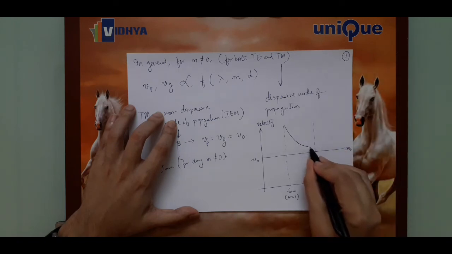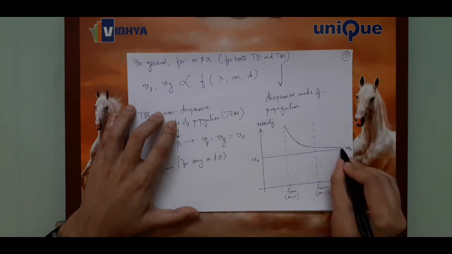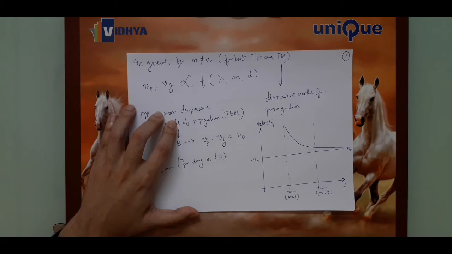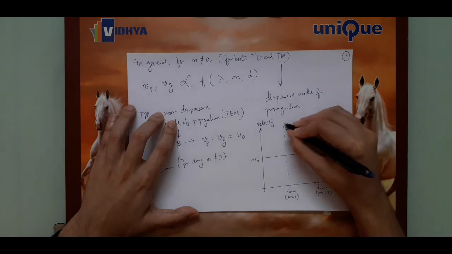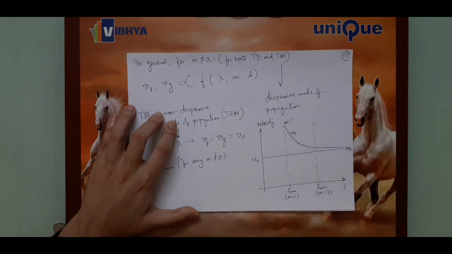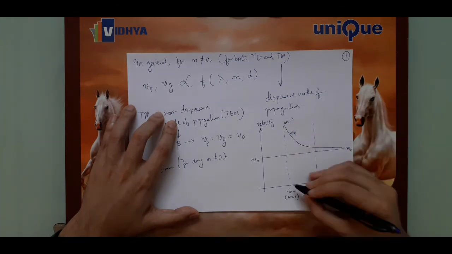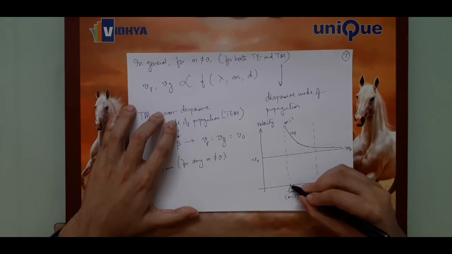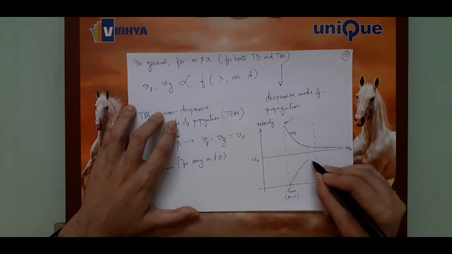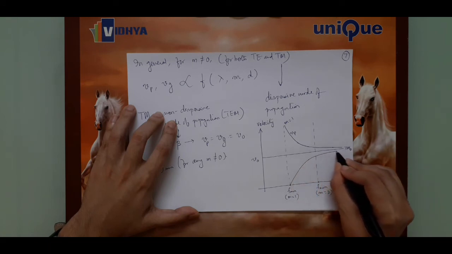It's a second order curve, so it's something of this kind. Likewise, this is Vp for m equal to 1. Now if I draw Vg, it will start from 0 and again it will go towards V0. So this looks something of this kind.